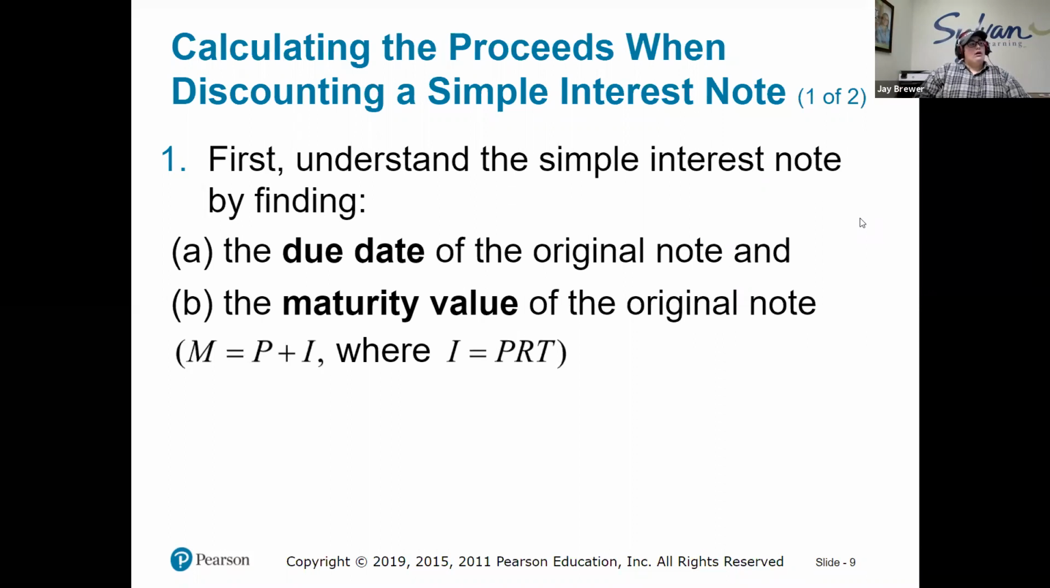Calculating the proceeds when discounting a simple interest note. First, understand simple interest note must be found by finding A, the due date of the original note, and B, the maturity value of the original note. So here we have a couple of formulas.